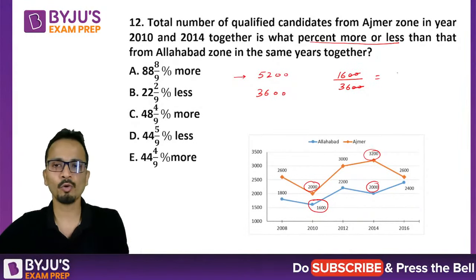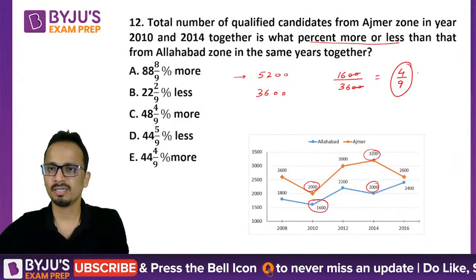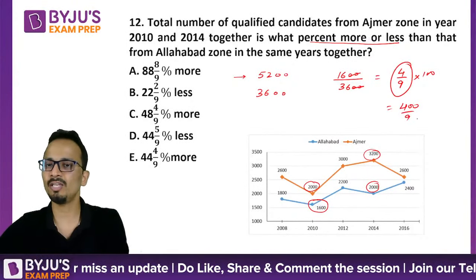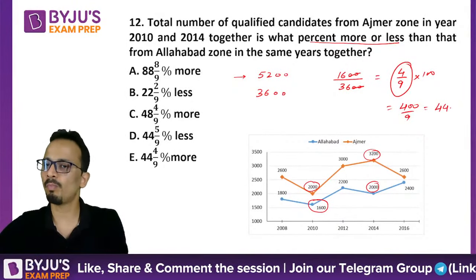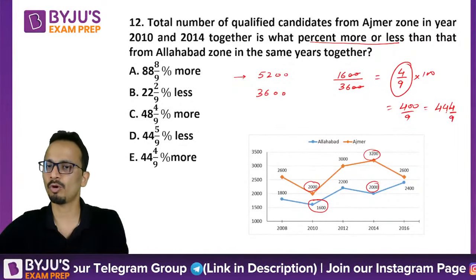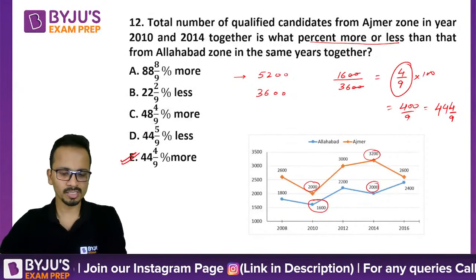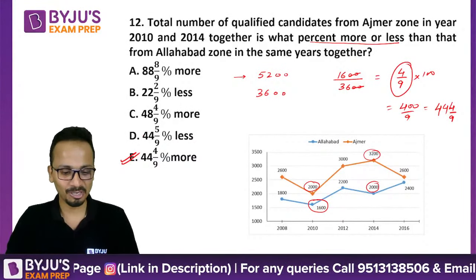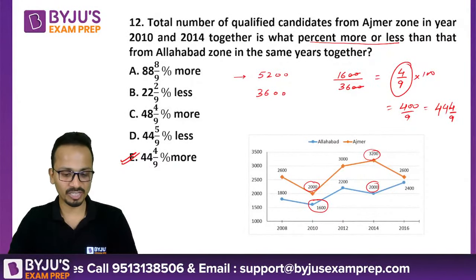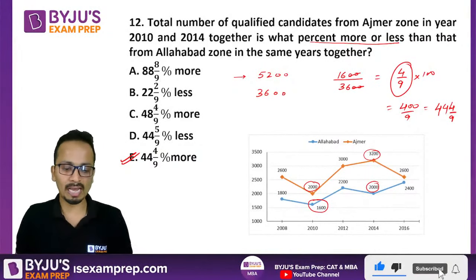Cancel, cancel, 4 cancels, so it will become 4 upon 9. Now 4 upon 9 into 100 will be 400 upon 9, and the value will come out to be 44.44, or 44 in terms of mixed fraction will be 4 upon 9. So 44 4/9 will be the final answer, which is option E, and wonderfully given by all of you. Vicky, Shivam, Mamta, Jitesh, Vicky, Chinta, Kumkum, Dharmi, and Ruchi, all of you have already given the answer, and all of you are absolutely correct.